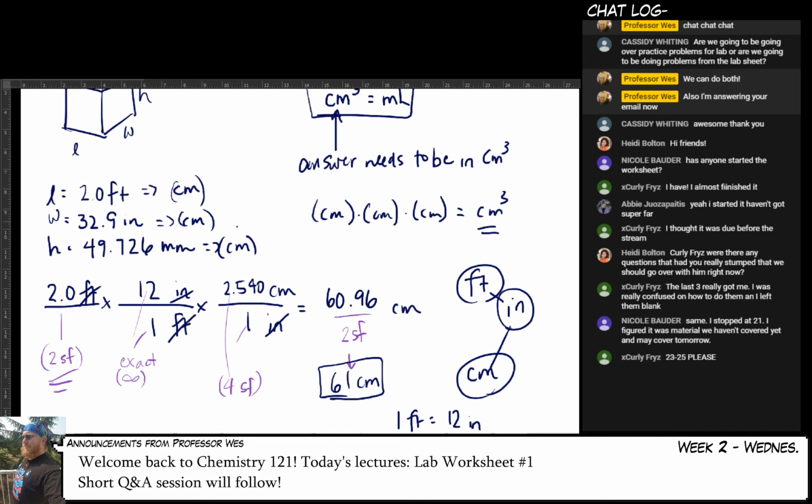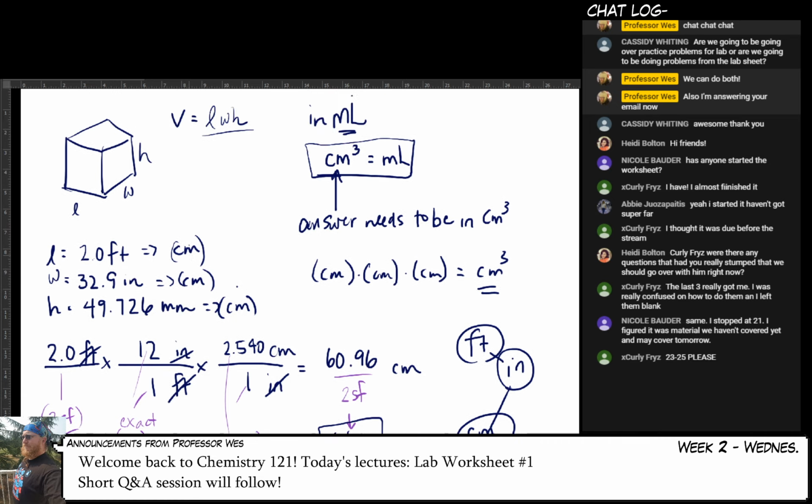So this first one up here, I have turned into centimeters. You would have to do that with the width as well, and also the height. And once you have all those numbers, then you can put them into the formula, because they will all have centimeters, which will give you centimeters cubed when you multiply them. And then 1 centimeter cubed is a milliliter, so you can just change the unit to milliliter, and that's your answer.